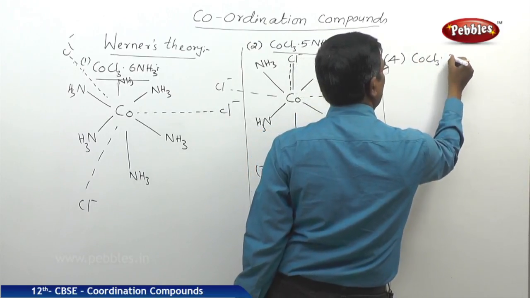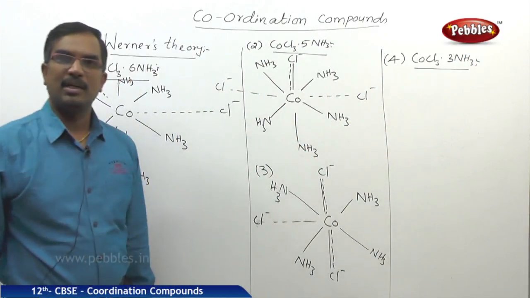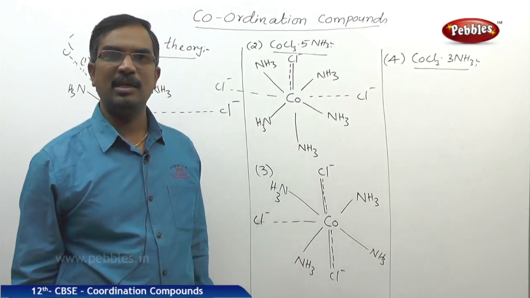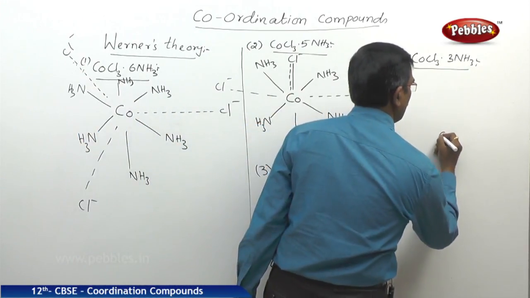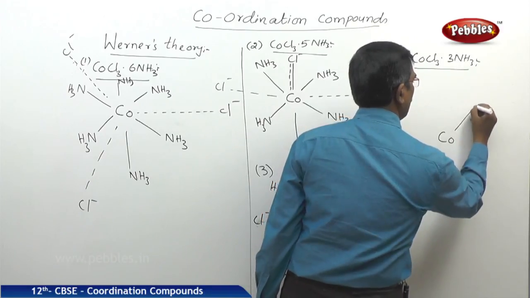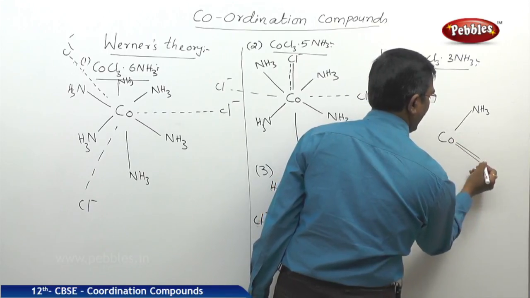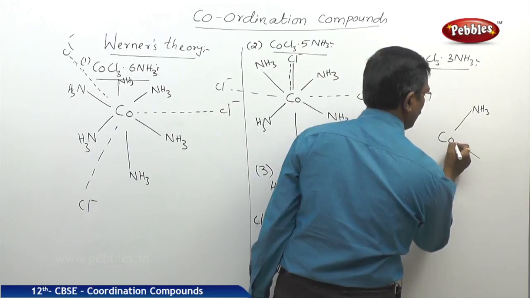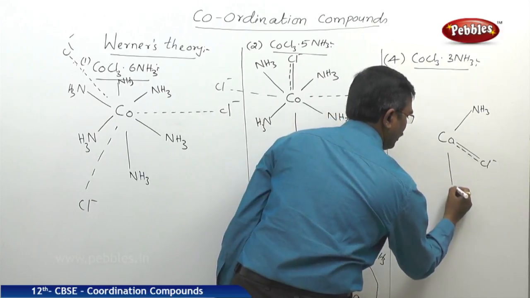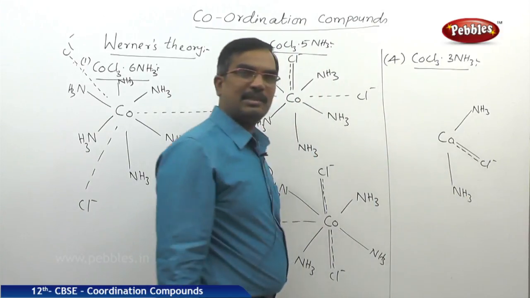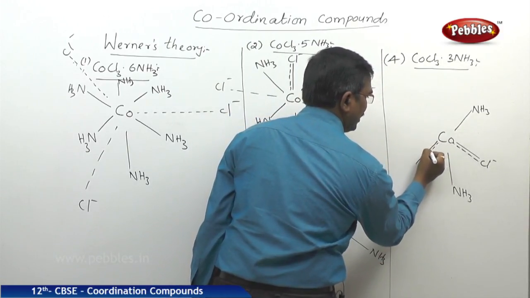And coming to the next one, CoCl3.3NH3. That means in this case 3 ammonia will satisfy only the secondary valency, and the remaining 3 chlorides will satisfy both primary as well as secondary valencies. That is cobalt, NH3, ammonia. This is assumed as chloride, which will satisfy both the primary as well as secondary valencies. Ammonia only the secondary valency, and coming to the chloride, both primary as well as secondary valency.